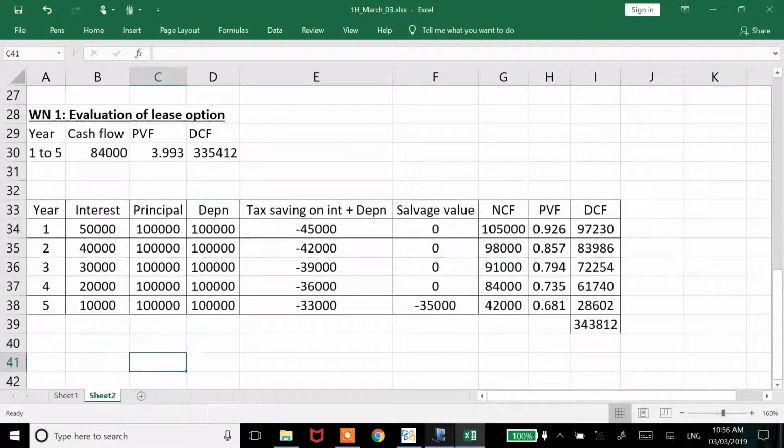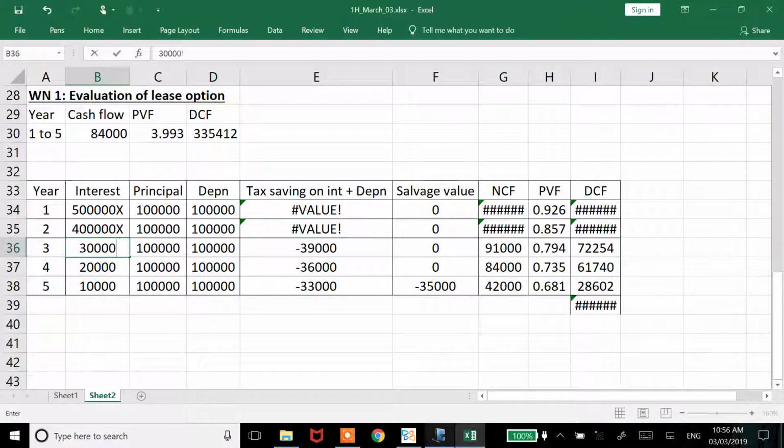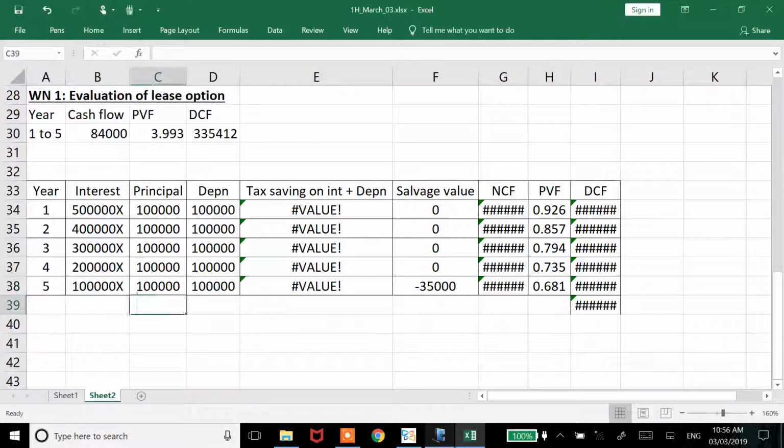Okay, this is how your table looked earlier. Interest, principal, everything was looking like this. Now what I will do is, first year interest is 5 lakh x, where x is the rate of interest. Second year is 4 lakh x, third year is 3 lakh x, 2 lakh x, 1 lakh x, and the one thing I know is the total has to match 335,412. Any doubts in this?